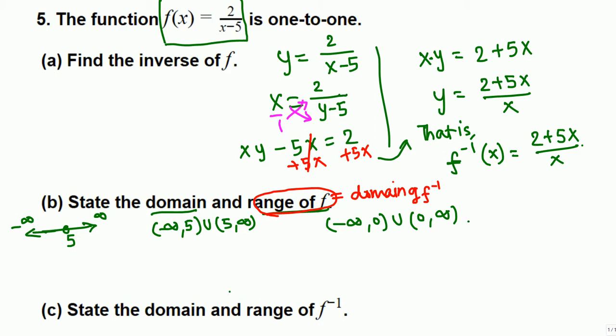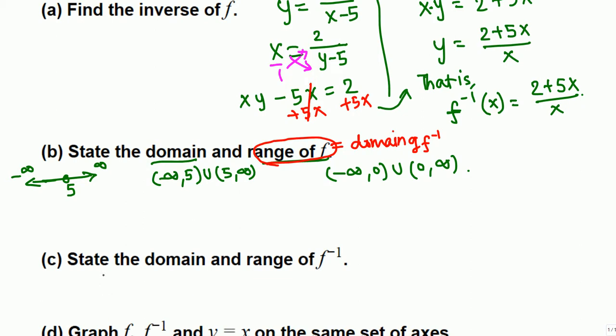Okay, let's move to the last part. Oh, there's D as well. State the domain and range of f inverse. All the way around now. The domain of f inverse, we just found here. Domain of f inverse is all reals except 0. So negative infinity through 0 union 0 through infinity. And we need to find the range of f inverse. That will be the domain of f.